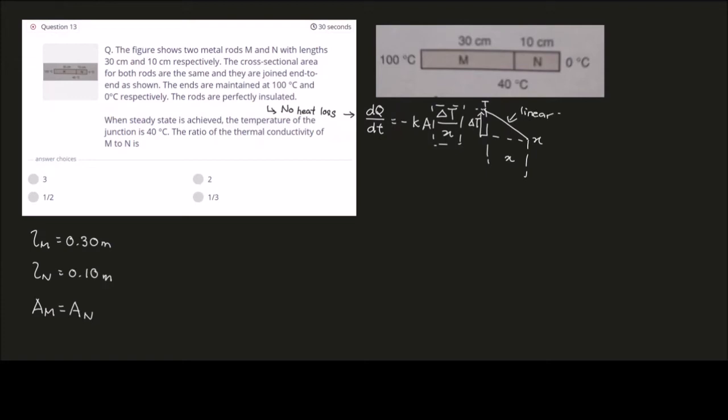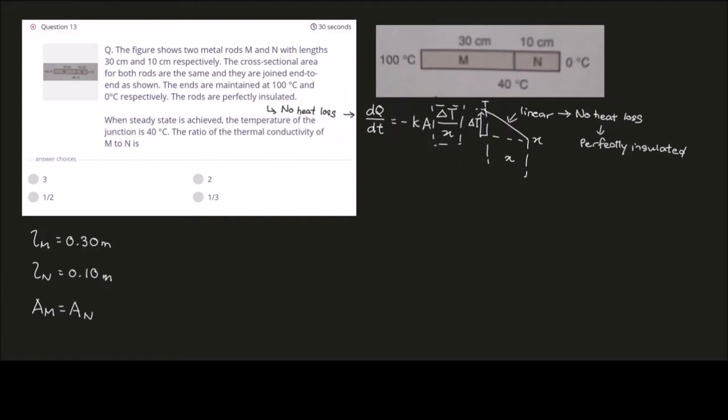So for you to have a straight, linear line, you have to have no heat loss, because if you have heat loss, then the line will not be straight anymore. So if you want to have no heat loss, you must be perfectly insulated. That's why your graph must be a linear graph. So the rods are perfectly insulated when steady state is achieved.